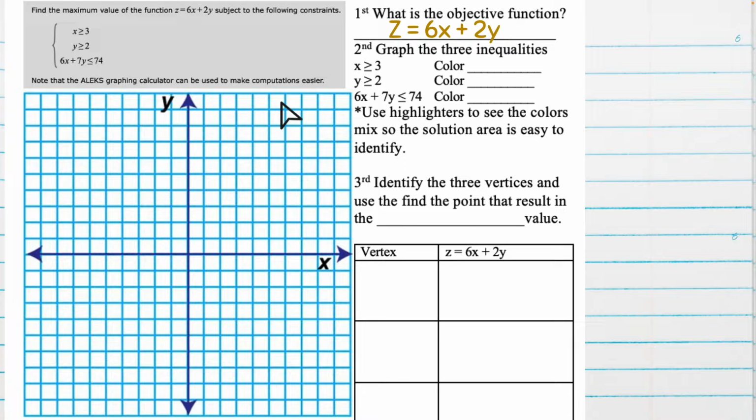But it just makes it very easy. You do not have to use highlighters. You can use a pencil, just shade in different directions so that you have this cross-hatching thing happening, and you can see very easily where the sections are mixing.